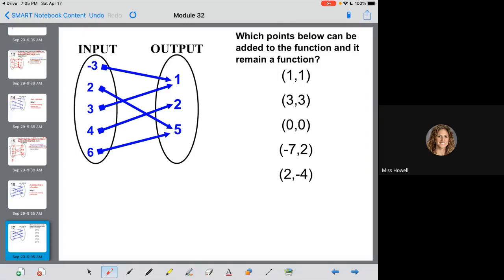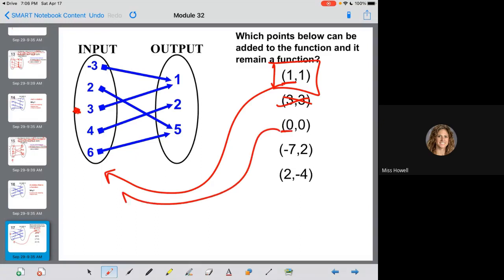All right, let's look. If there's no 1 already over here, it's good. So no 1s yet? Yep, we're good. This 3 is no good. There's already a 3 here. Can't use it. 0, 0: there's no 0 already over here, so it's good. -7, 2, that's a good one we could add because there's no -7 yet. And 2, -4 is a no-go because there's already a 2 up here. So we could add (1, 1), (0, 0), and (-7, 2), and this relation would remain a function.